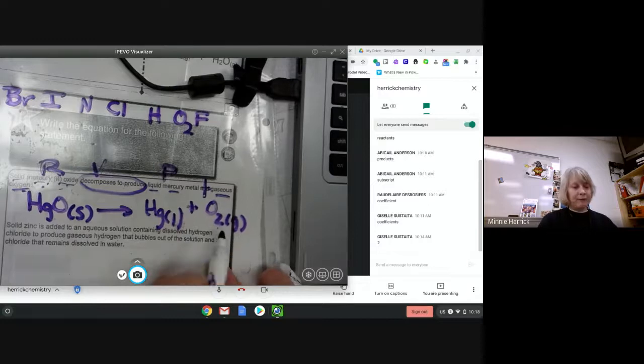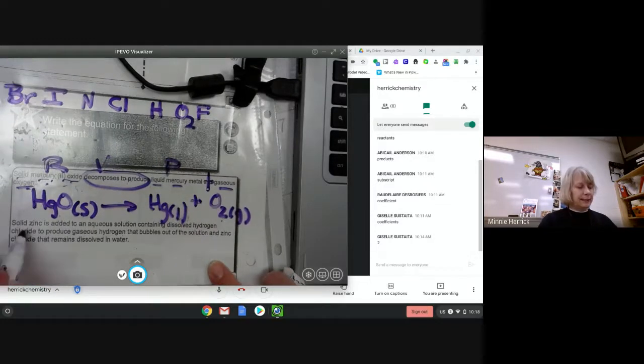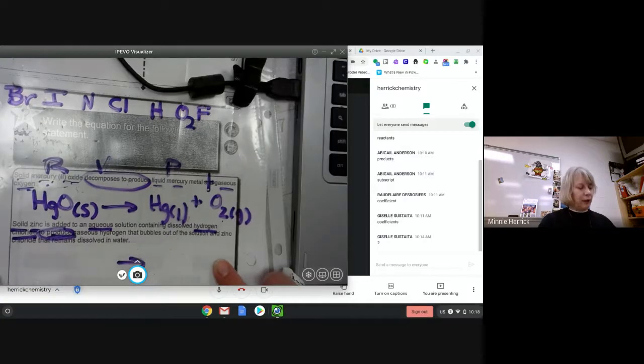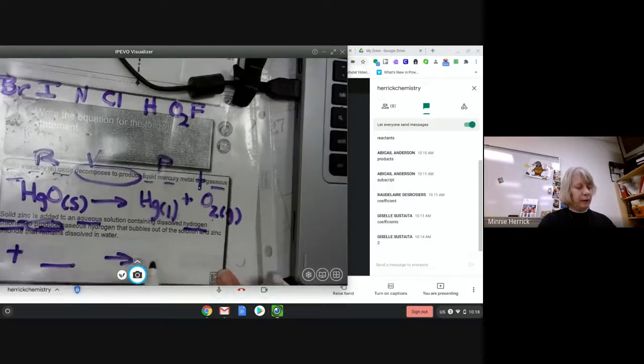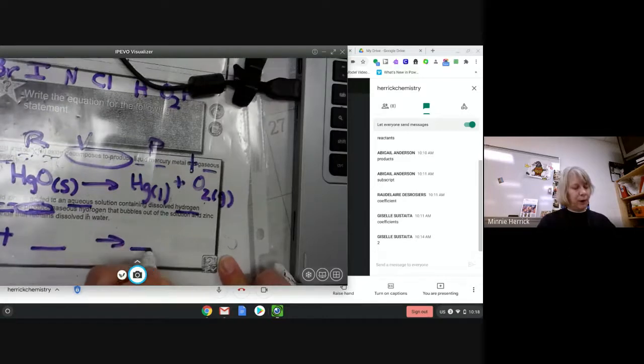Okay, we have another equation. It says solid zinc is added to an aqueous solution of hydrogen chloride. And then we have a producing part. That's the equation arrow. So we have a reaction. We have 2 compounds over here. And then we have hydrogen bubbling out of solution and zinc chloride remains dissolved in water. So we're going to have 2 products on the end.